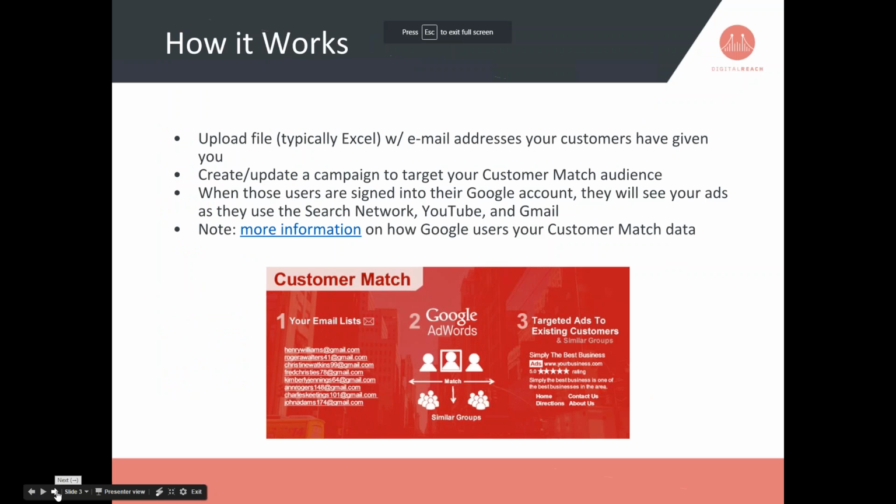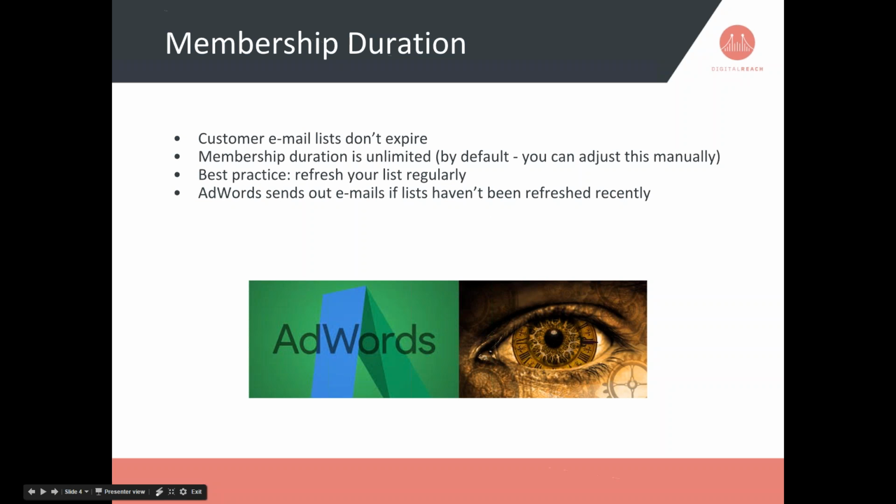All right, so the next thing I want to review here is the membership duration of the people on those lists, because you're going to be uploading a list of emails. In a lot of cases, especially if you're familiar with remarketing, a remarketing list, I think the default is 30 days, after 30 days, users will fall off of that list. This is where there's actually a difference between targeting through remarketing and targeting through customer match. Customer match actually never drops people off of the list. So if you have an email on that list, it'll never disappear. So the lists don't actually expire. Again, the membership duration is unlimited.